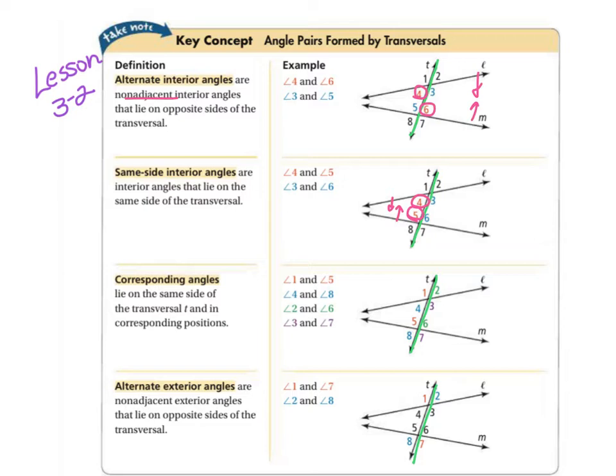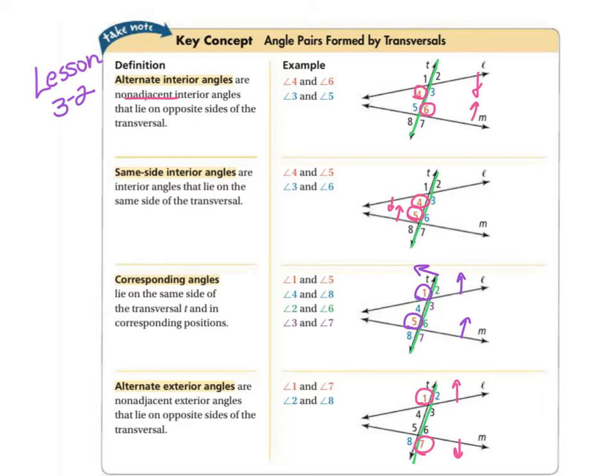Then you have corresponding, which basically means they're in the same position. So like angle 1 and angle 5 are both sort of the northwest corner of their little respective neighborhoods. So they're both above their lines and on the same side of the transversal. And then next ones are alternate exterior. So alternate exterior, they're outside of the two lines, that's what makes them exterior, and they're on opposite sides of the transversal, which is what makes them alternate. Now remember, there's also consecutive exterior that are not listed on this picture.